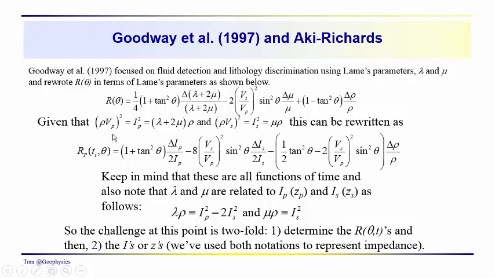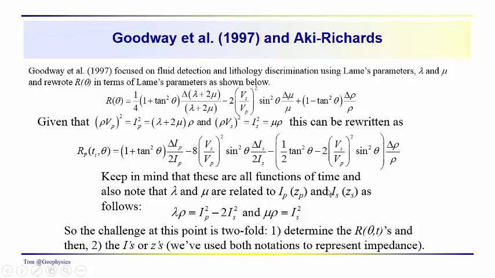Then we can rewrite the above in this form so that we have R sub p, and again I'm emphasizing here that you're looking at the reflection coefficient at each instant in time, t sub I. Then we have this ratio, delta I sub p over 2 I sub p, delta I sub s over 2 I sub s, delta rho over rho. These I sub p's, I sub s's, and so on, we can also think of them as Z's. We've been using both notations here: I sub p or Z sub p, I sub s or Z sub s.